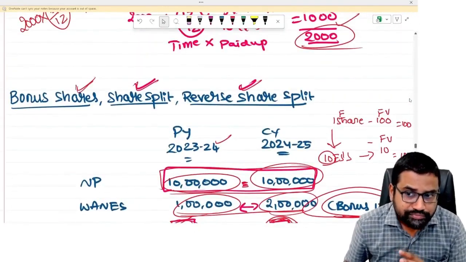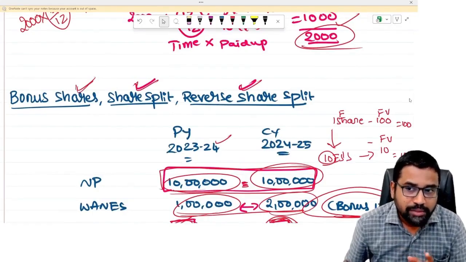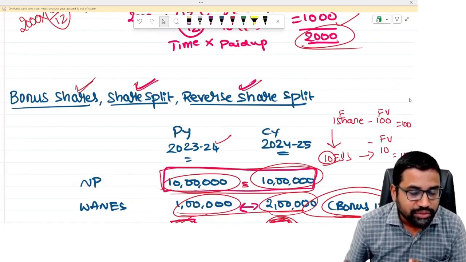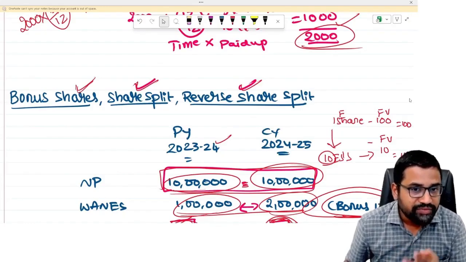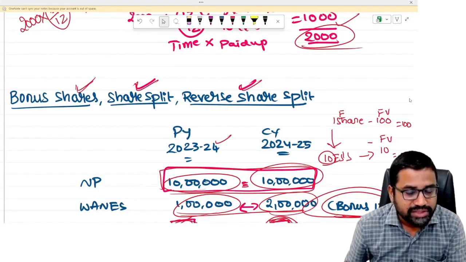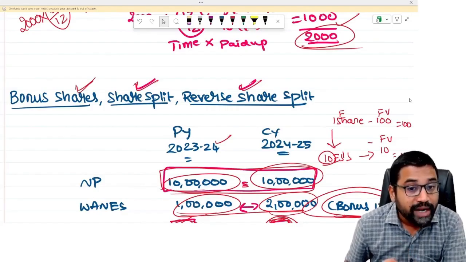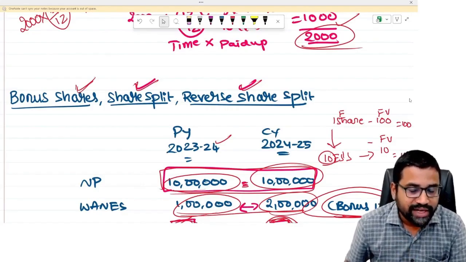So, the weighted average number of shares, the basic weighted average number of shares calculation: number of shares outstanding into time weight factor. Sometimes, if different paid up values are there, then it is number of shares issued into time weight factor into paid up value divided by face value. Then you will get the weighted average number of shares.